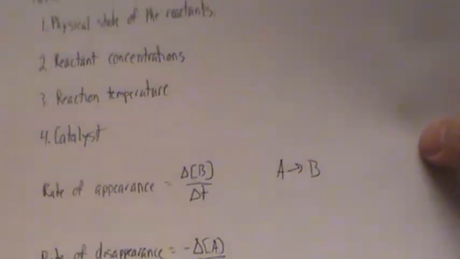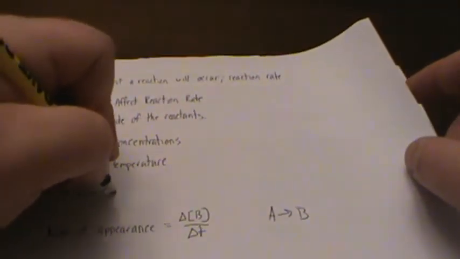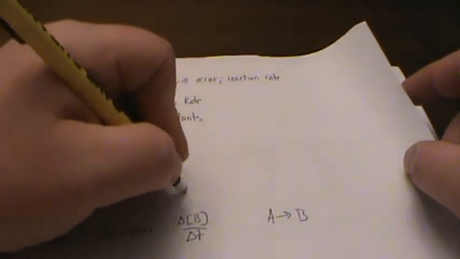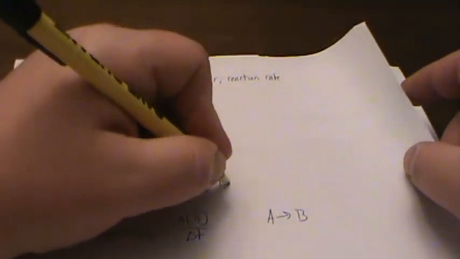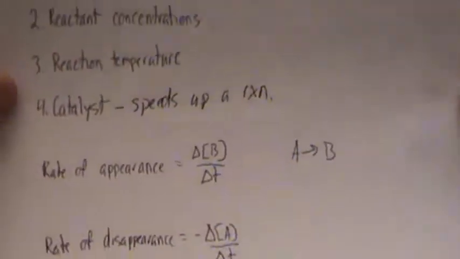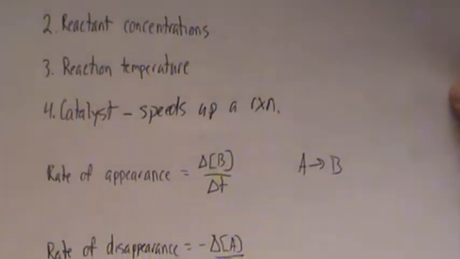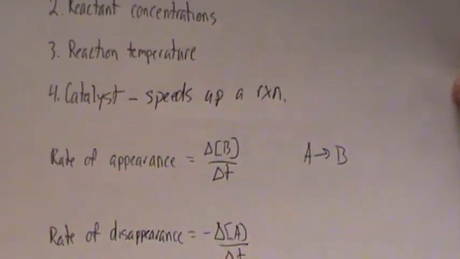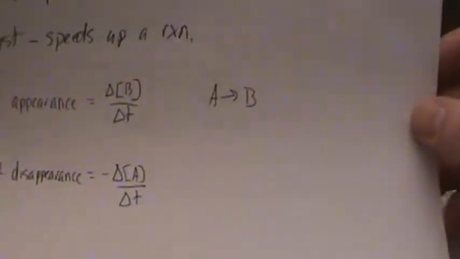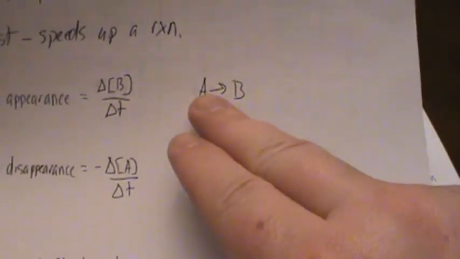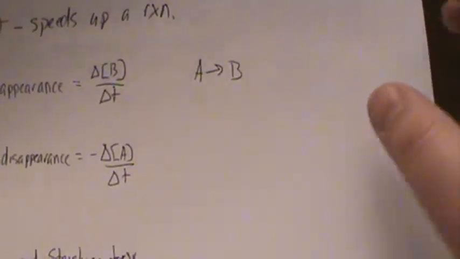So we've talked about catalysts before. A catalyst speeds up a reaction. Okay, it helps the reaction go along, but it's not part of the reaction. It's just there to help it. So if we were looking at a reaction, let's just go with this really generic formula, A to B, A being our reactants, B being our products.